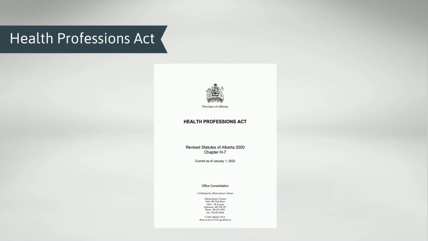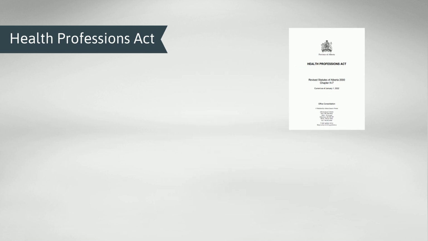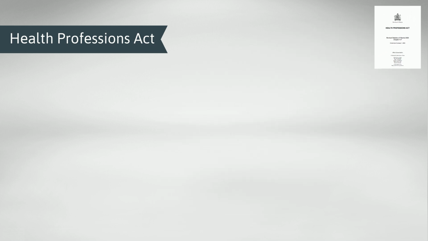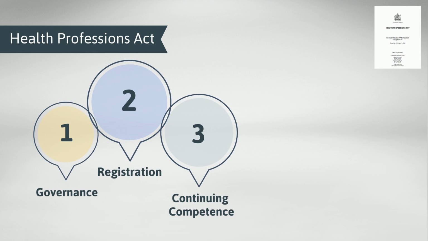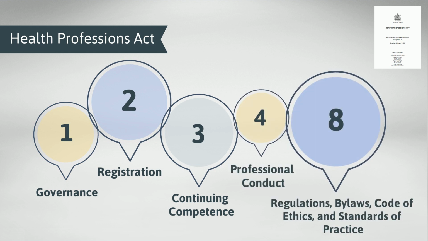The Health Professions Act provides a common framework for all regulated health professions, with 9 parts a regulatory college must abide by. The following 5 parts will be reviewed in this video. Part 1, Governance. Part 2, Registration. Part 3, Continuing Competence. Part 4, Professional Conduct. And Part 8, Regulations, Bylaws, Code of Ethics, and Standards of Practice.